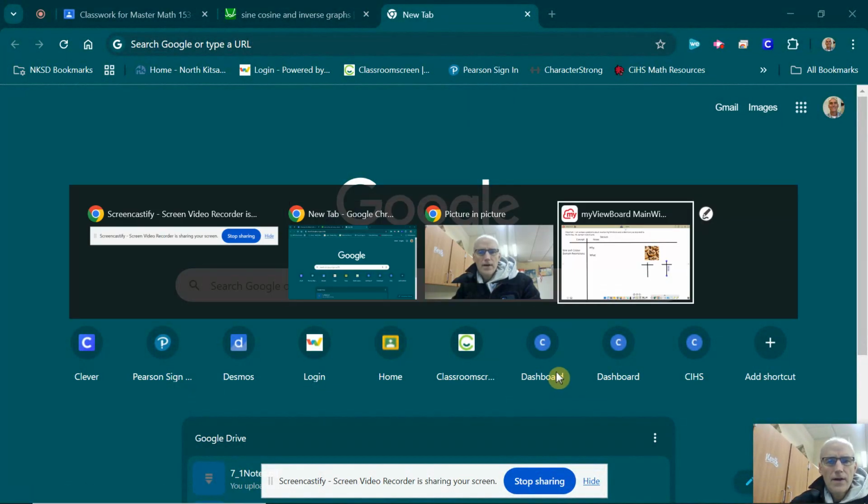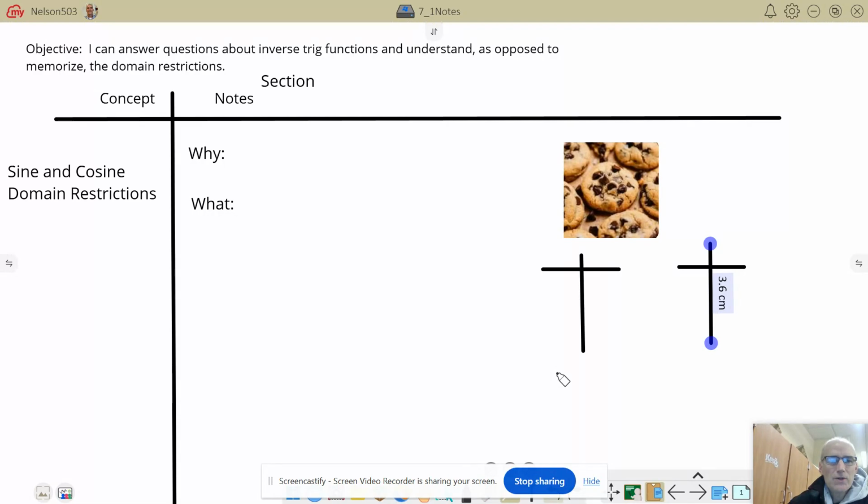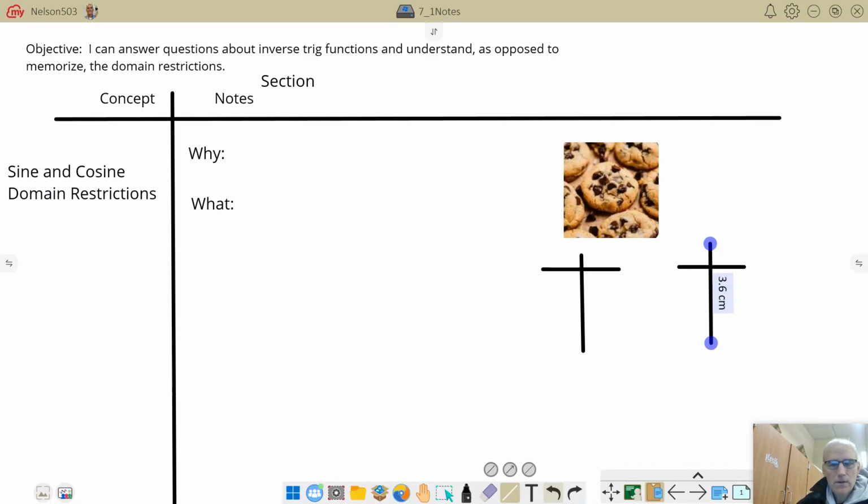All right. Thanks everybody for setting up your notes. I'd like you to make your notes look like this. Now, I want you to notice that we're going to talk about the inverse trig functions. This is the key to grasping what we're talking about today: we're talking about inverse functions.